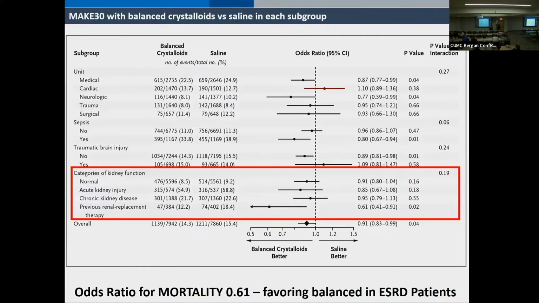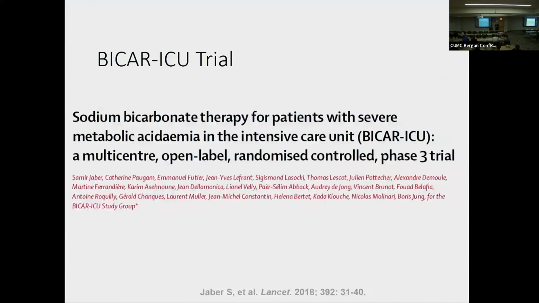And I don't know the answer, except that it looks like kidney, when it doesn't work well, does not like chloride. Chloride is not a good thing for the kidney when it doesn't work well. What about other data in this realm?